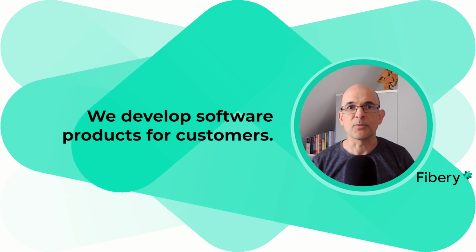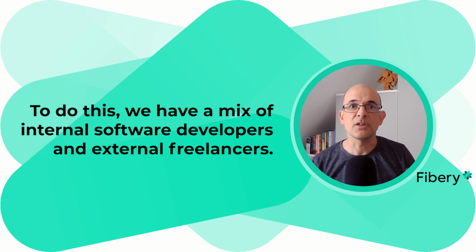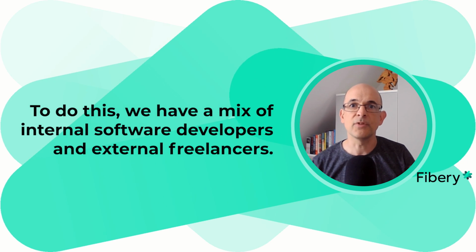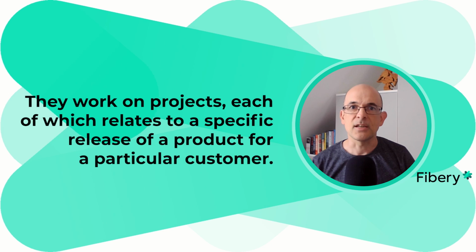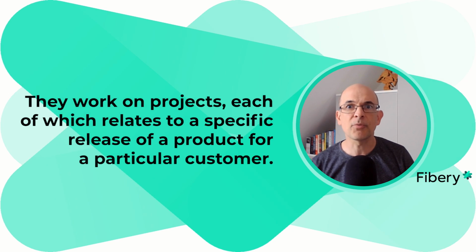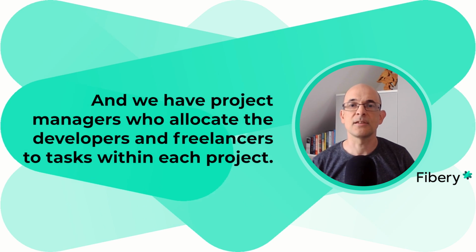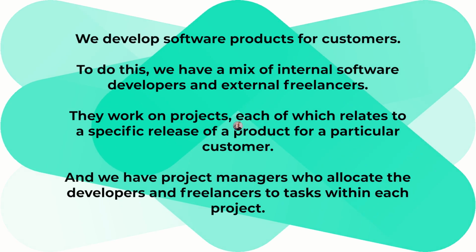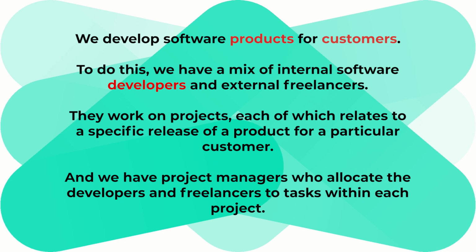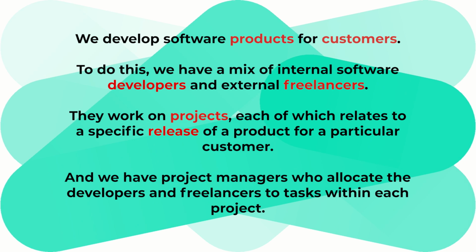Let's do an example. So you tell me, we develop software products for customers. To do this, we have a mix of internal software developers and external freelancers. They work on projects, each of which relates to a specific release of a product for a particular customer. And we have project managers who allocate the developers and freelancers to tasks within each project. Great. So what nouns do we have? Products, customers, developers, freelancers, projects, releases, tasks. Each one of these represents a type of data that you'll want to track in Fibery, which means a database.